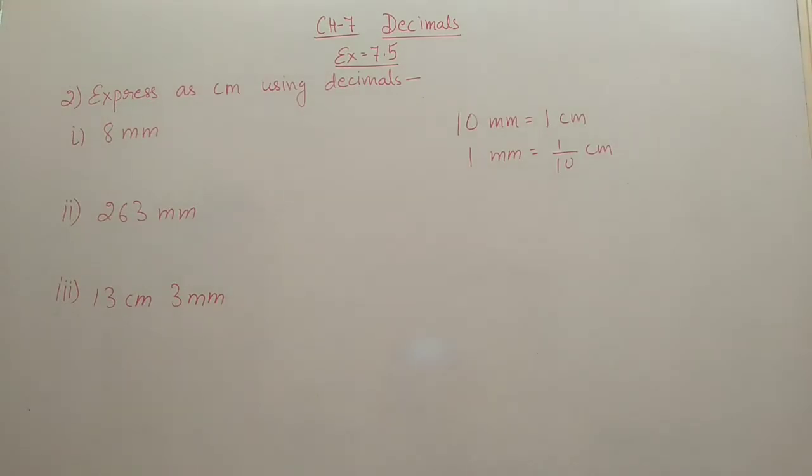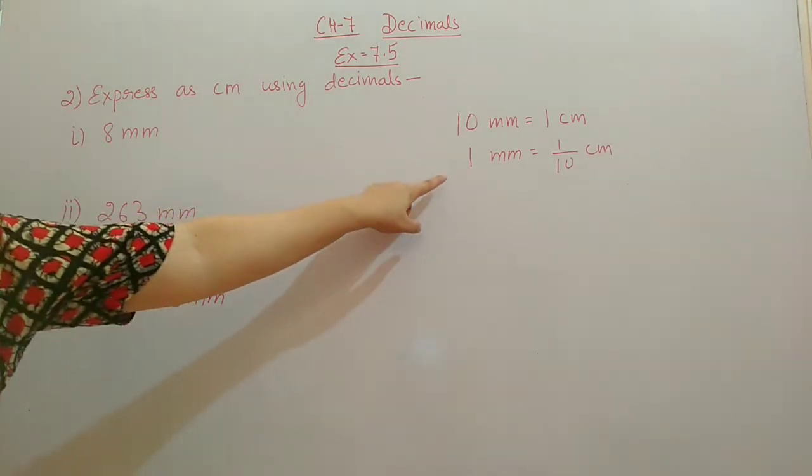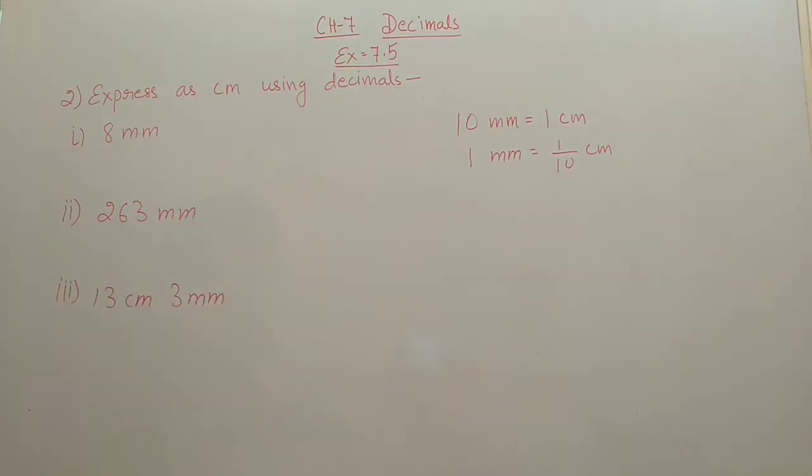Next, question number 2. Express as centimeter using decimals. Here 8 millimeter is given. We have to change this millimeter into centimeter. As we know, 1 centimeter is equal to 10 millimeter. So 1 millimeter will be equal to 1 by 10 centimeter.